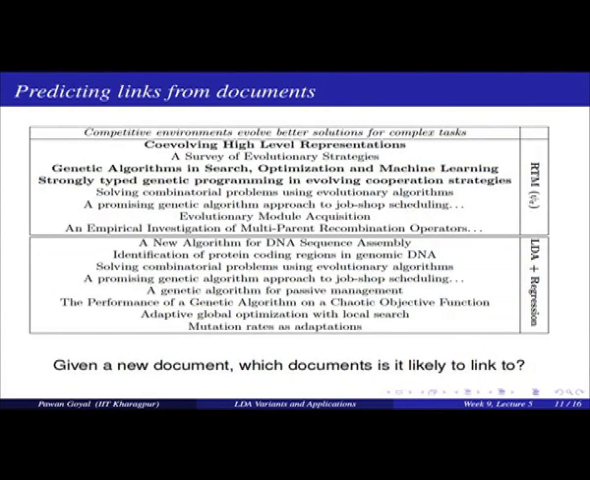So these are the examples, like for this document, competitive environments evolve better solutions for complex tasks. Documents like co-evolving high-level representations were coming out to be at first position in the RTM model, but were not coming out from the LDA plus regression model. So this was something interesting that they saw from this model.